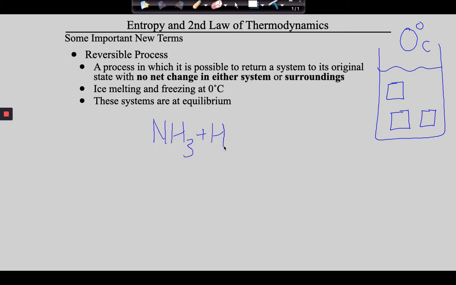NH3 plus water in equilibrium with NH4 plus and hydroxide. Can you picture that video that we looked at where we put the NH3 into water and the NH3 stole a hydrogen from the water and it separated and made NH4 plus and then it came back together and same thing. This is a reversible process. So NH3 goes into water, makes NH4 and hydroxide, but then they make this, and they're working each other out back and forth. That's also a reversible process.